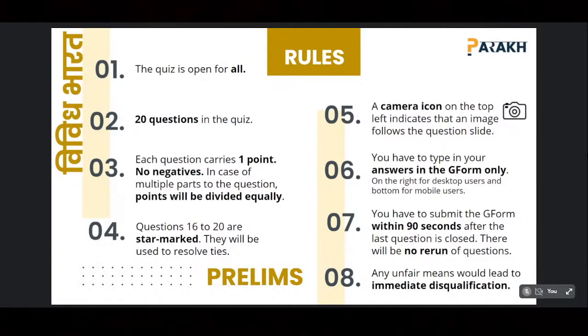A camera icon on the top left indicates that an image follows the question slide. You have to type in your answers in the G form only, on the right for desktop users and bottom for mobile users. You have to submit the GForm within 90 seconds after the last question is closed. There will be no rerun of questions. In case you miss something, you can rewind the YouTube video. Any unfair means would lead to immediate disqualification.